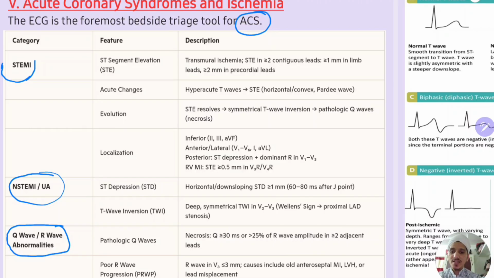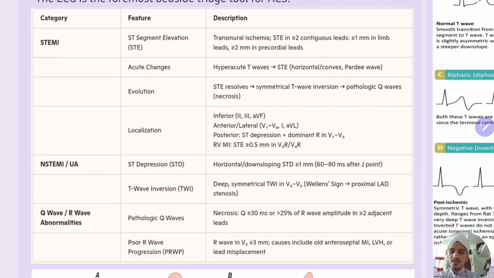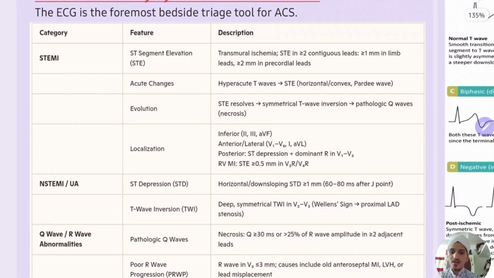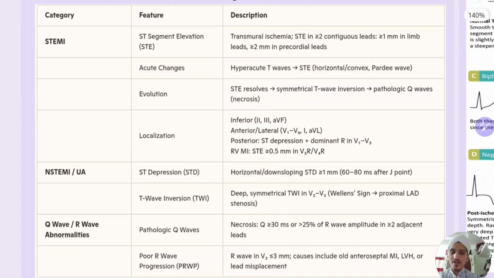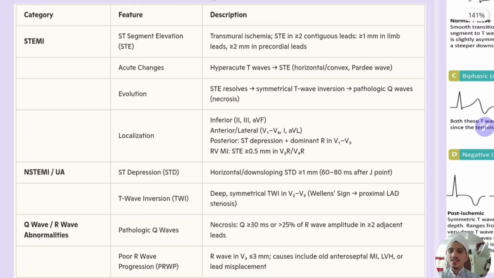This is an easy table. We will first discuss this table, then we'll go on to the ECGs and diagrams. The first one is ST segment elevation. If you find ST segment elevation, that signifies infarction if the troponins are elevated, troponin I or troponin T, or CK-MB.